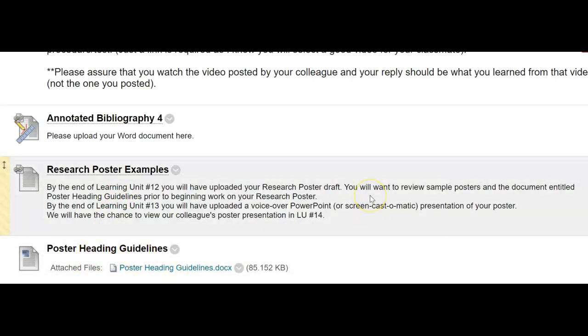You're going to notice that on some of the students' research posters, they have different headings. What I'd like you to try to do is try to follow these guidelines. If they don't work for you, then you can develop a different heading.